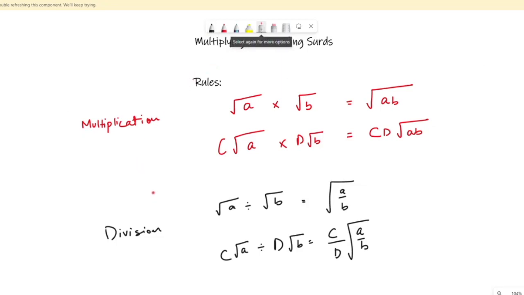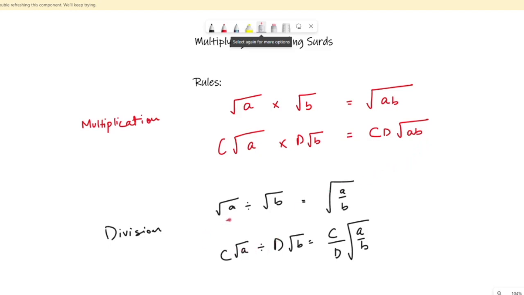So this video is about multiplying and dividing surds. Before we continue, we should look at the rules. You can see the multiplication rules here. Root A times root B will give you root AB. C root A means a number outside the root, and D root B, another number outside the root, and then root B. The numbers outside will be multiplied together, and the numbers under the roots will be multiplied together, and then obviously you have to simplify it.